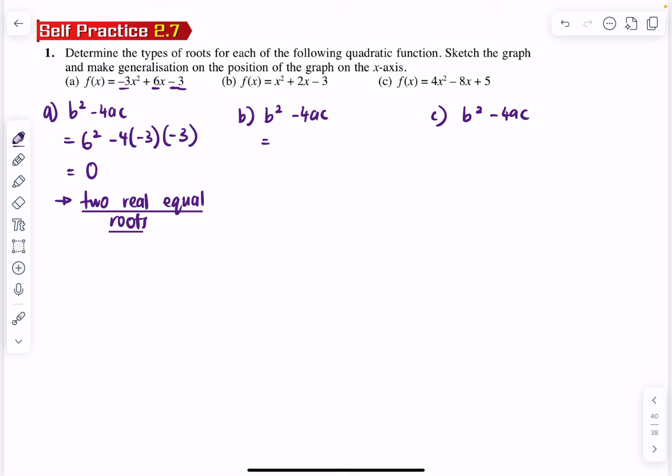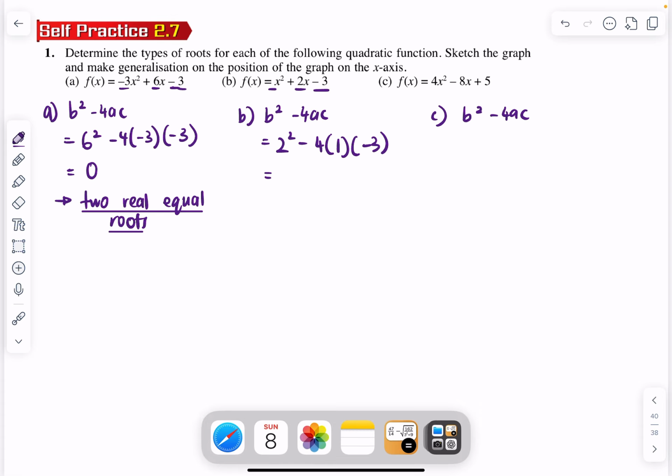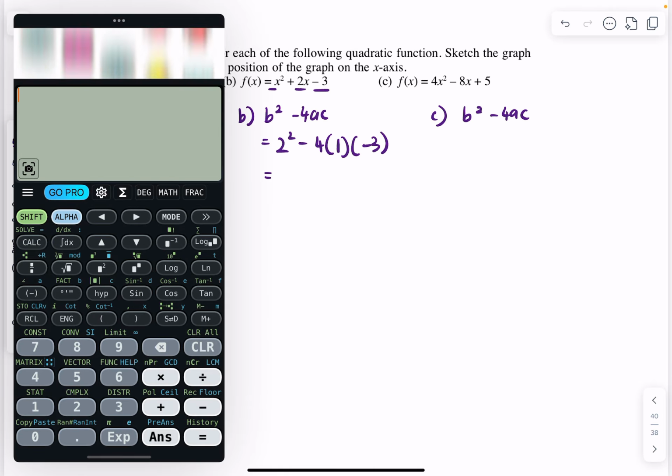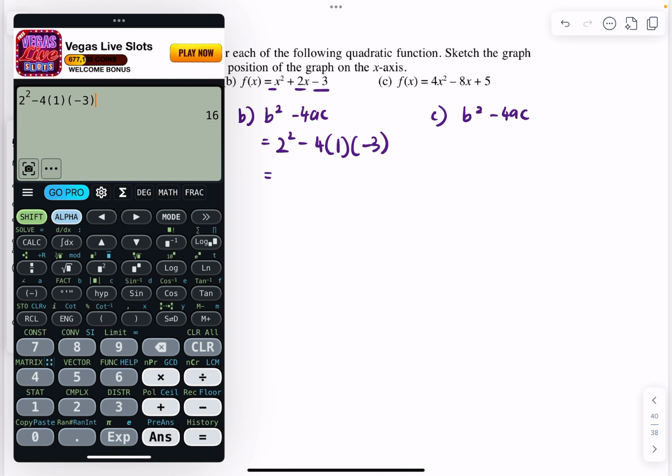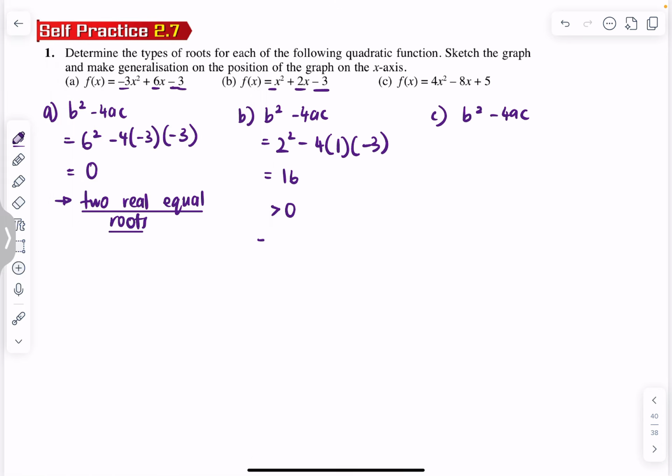Then for b, we do the same thing. 2 square minus 4, a is 1, c is -3. 2 square minus 4 times 1 times -3. We get 16. So b square minus 4ac is more than 0. If b square minus 4ac is more than 0, this one will have two real and different roots.